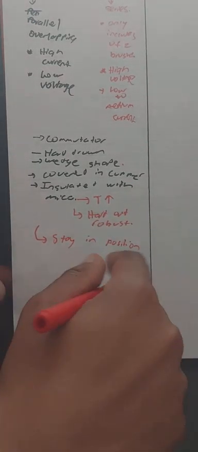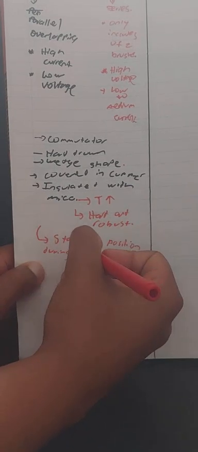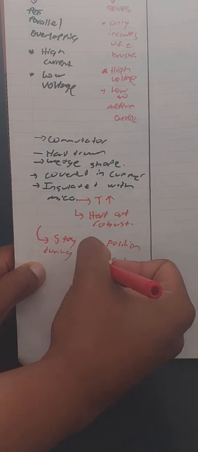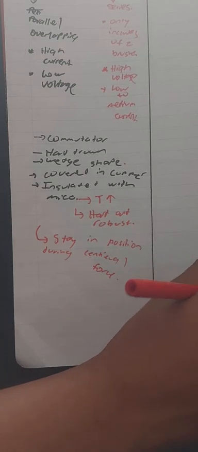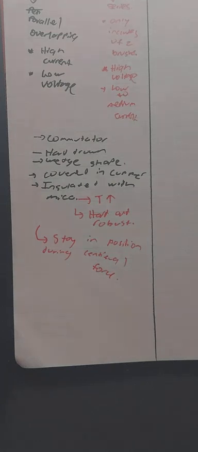It has to stay in position during centrifugal force. It has to stay in shape. It has to stay in position during centrifugal force. That's why it is wedge shaped. Okay guys, and while we're still on it, let's talk about the functions of commutator.